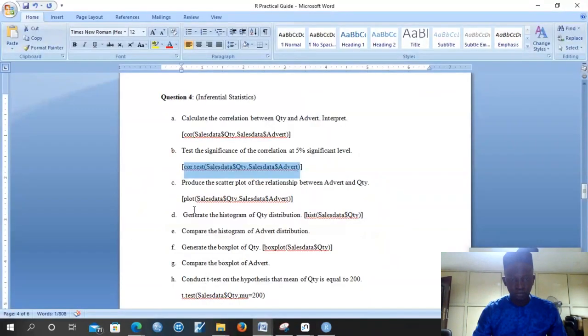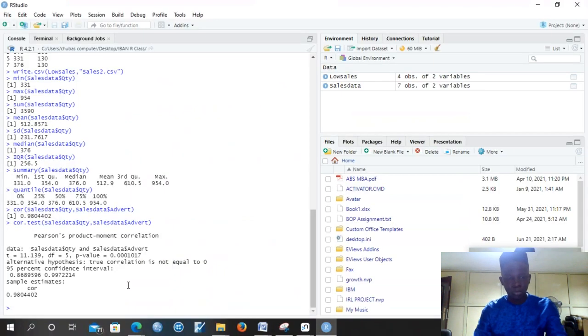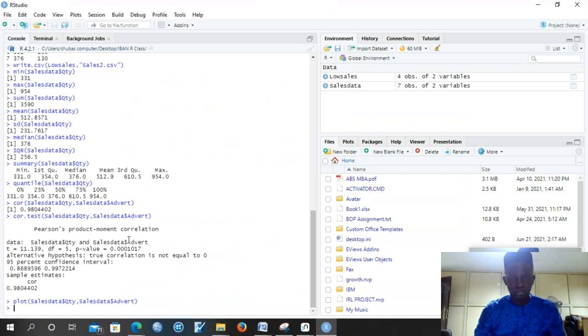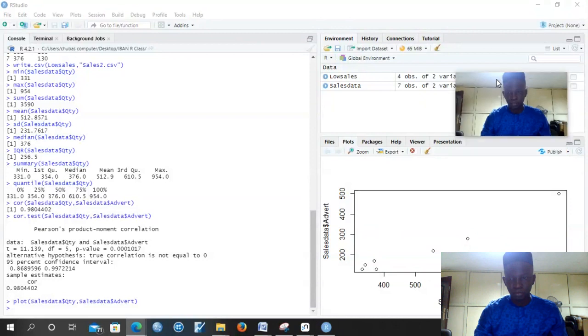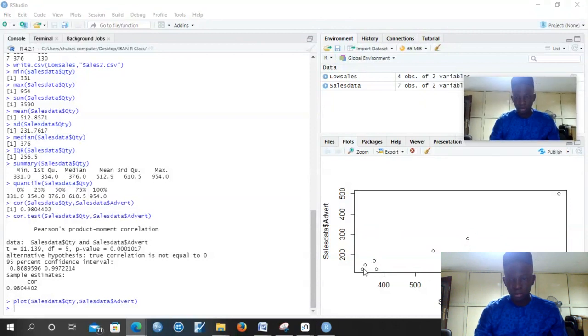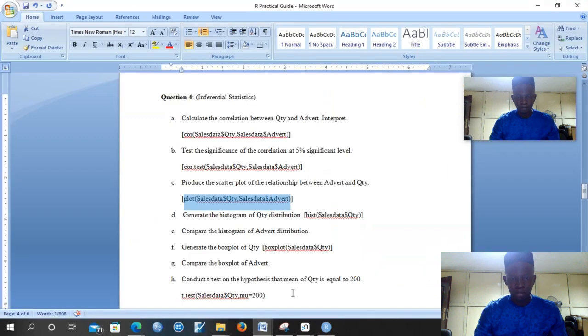Now question C wants us to do a scatter plot of the variables. So using the plot command, this will bring a chart. So this is a scatter chart.